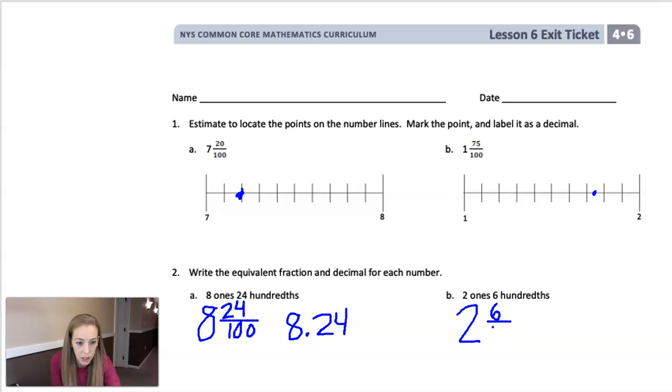So 2 ones, 6/100. Okay, that makes sense because they're telling us what label or what denominator to use, but when you do your decimal, you need to be really careful that you don't make it 6/10 all of a sudden. So we need to make sure we put the 6 in the hundredth spot. All right.